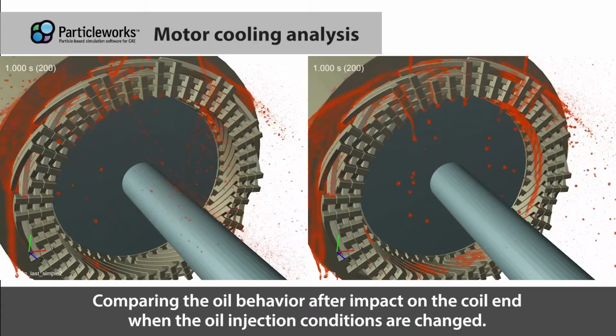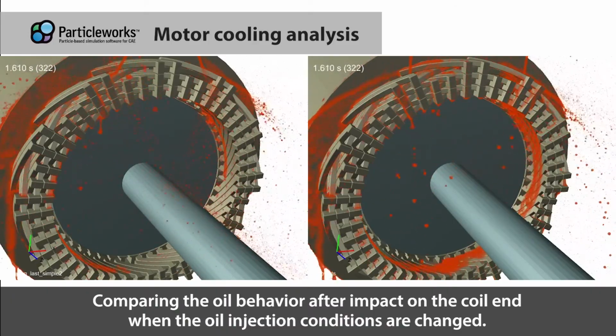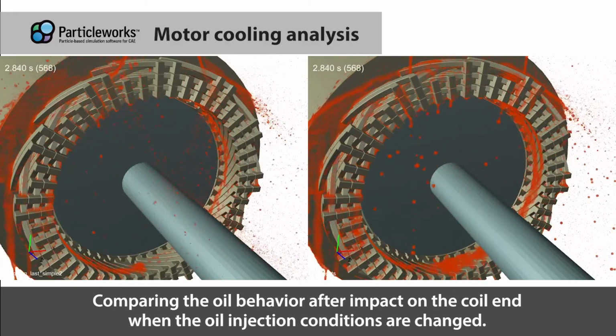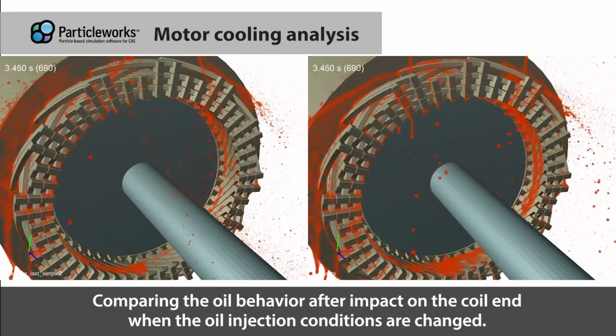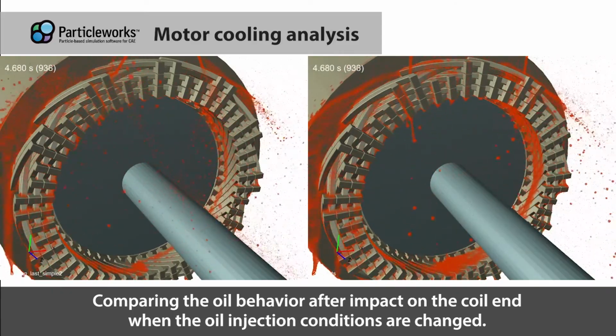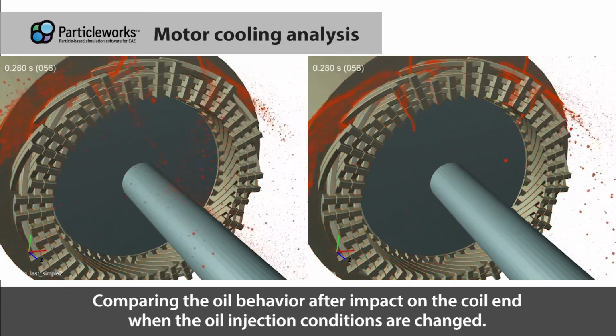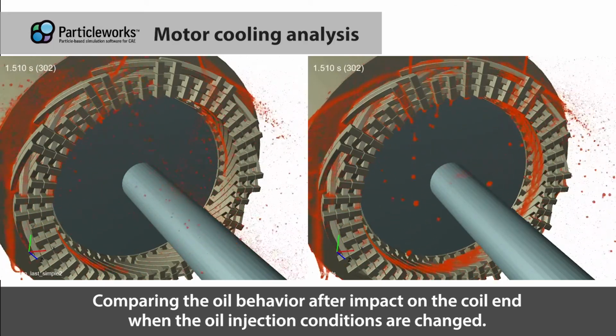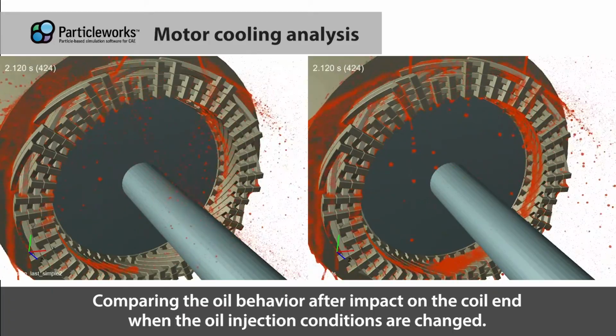Motor cooling analysis. We compare the oil behavior after impact on the coil end when the oil injection conditions are changed. The simulation shows that more oil exists on the inner side of the coil in the direct injection. Also, by outputting the heat transfer coefficient in the oil-cooled region, we can evaluate the motor's cooling performance.